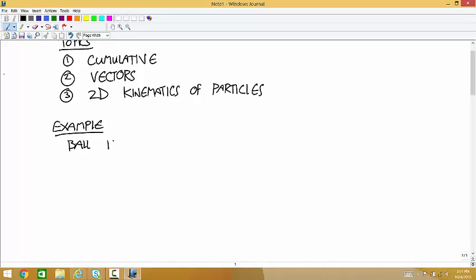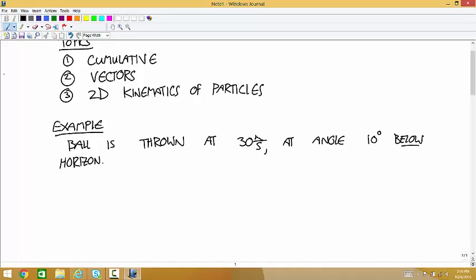So let's say a ball is thrown at 30 meters per second at an angle, let's say 10 degrees below horizontal, from a height of 3 meters.